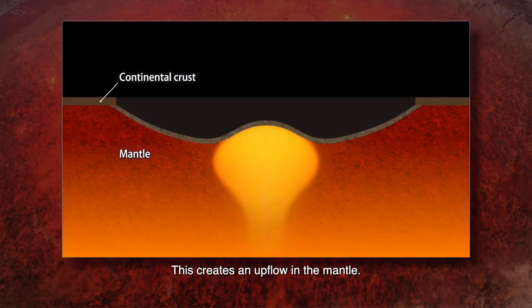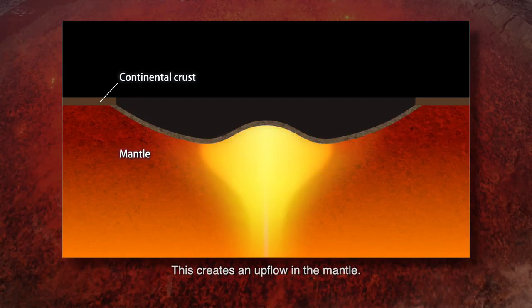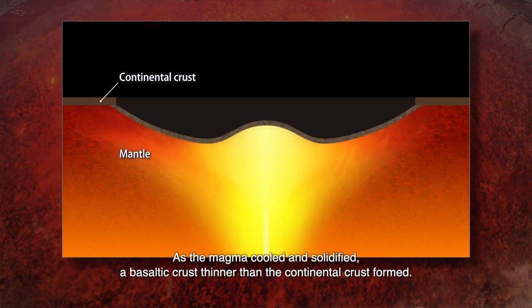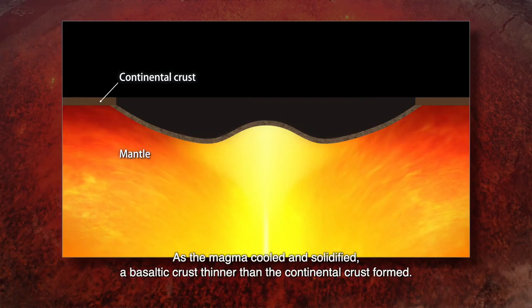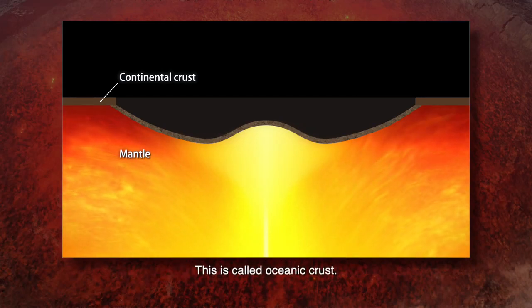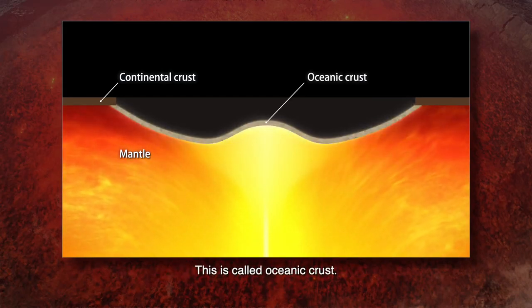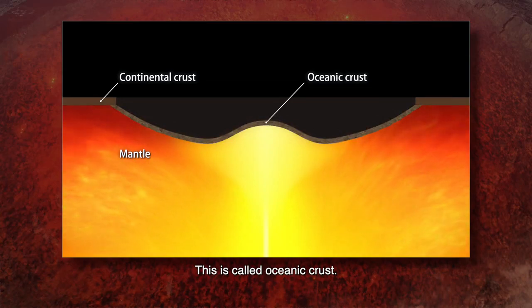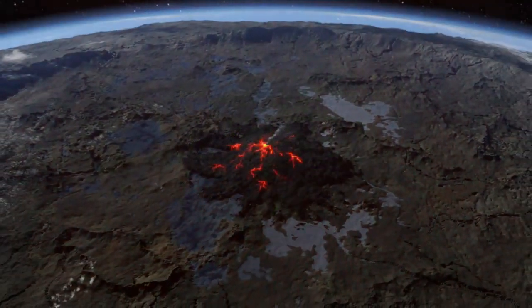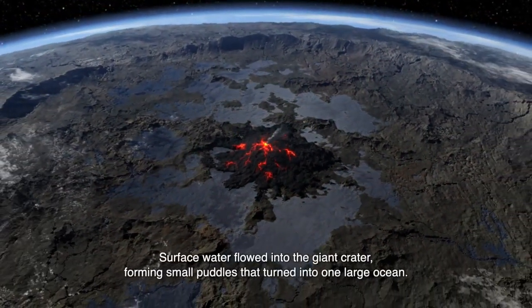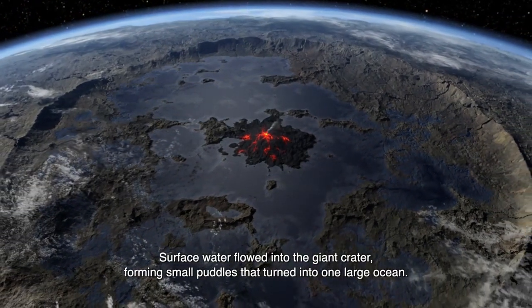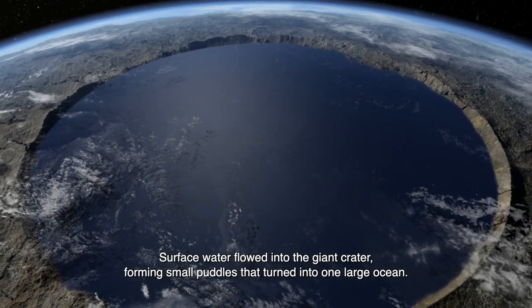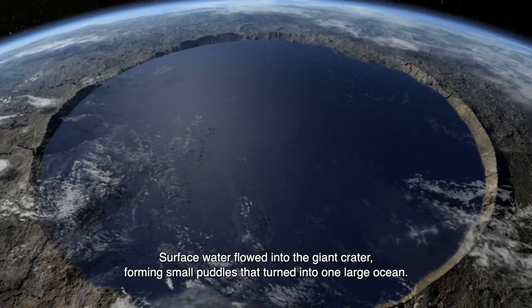This creates an upflow in the mantle. As the magma cooled and solidified, a basaltic crust thinner than the continental crust formed. This is called oceanic crust. Surface water flowed into the giant crater, forming small puddles that turned into one large ocean.